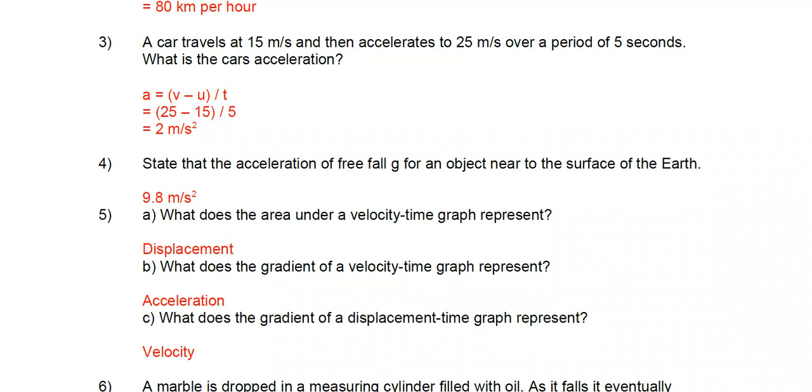Next up, state the acceleration of free fall g for an object near the surface of the Earth. Well, this is now being changed to 9.8. It used to be 10, but it's now 9.8.